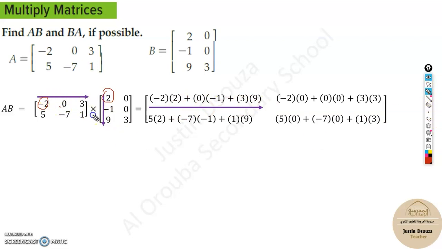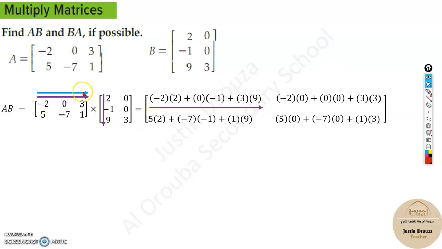So you can see it is 0 times minus 1. That's over here, middle. And last is 3 times 9. That's over here. So this is how we can do it. Then once that is done, you must remember the order for the next one.